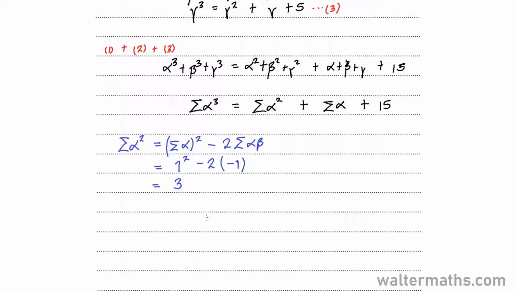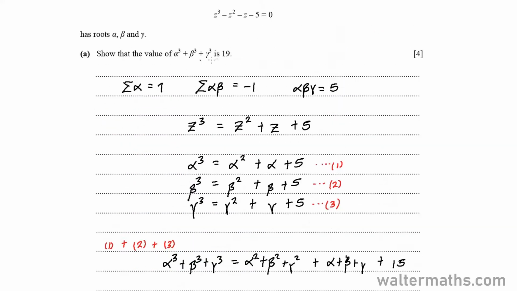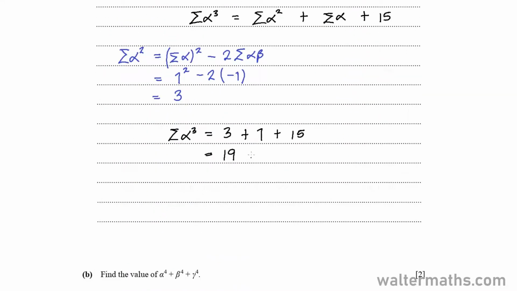So we can now have our answer for the sum of roots of the form alpha cubed, which is alpha cubed plus beta cubed plus gamma cubed, as the sum of roots of the form alpha squared, which is 3, plus the sum of roots here, which is 1, plus 15. So that's 3 plus 1 plus 15, and that's 19. And 19 is what they want us to prove. So I'll say here, hence shown.